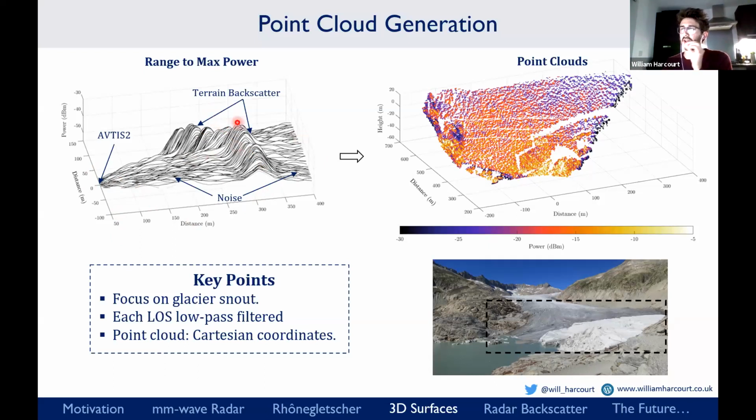By applying an algorithm to find the range to the maximum power along each line of sight, we can generate point clouds like this. This is a point cloud of the snout of Rhone Glacier. From here on in, we're just going to concentrate on this area for simplicity, and it's where we have the best data actually. This point cloud is just colored with raw radar receive power.